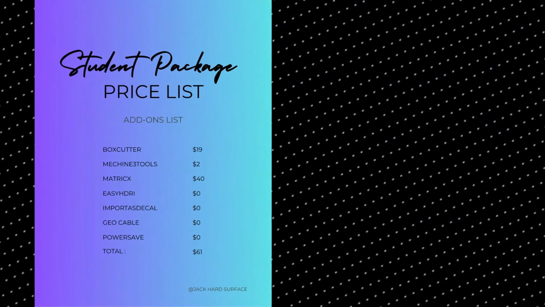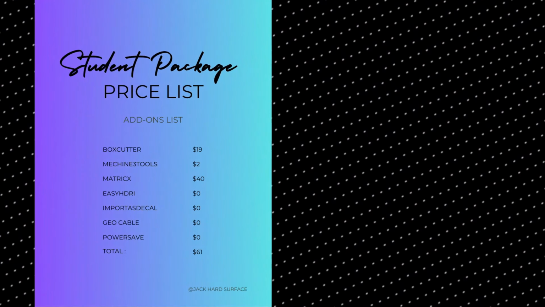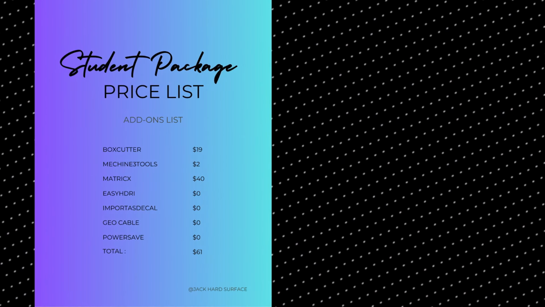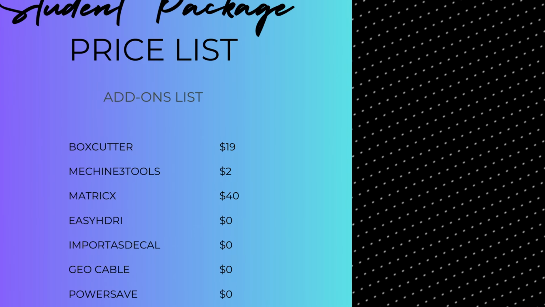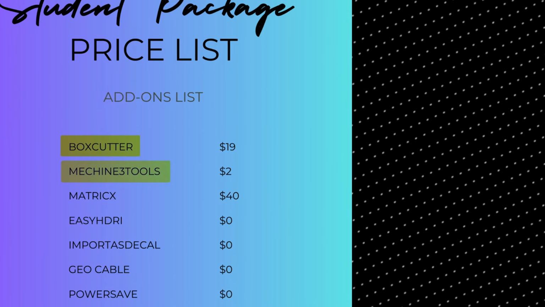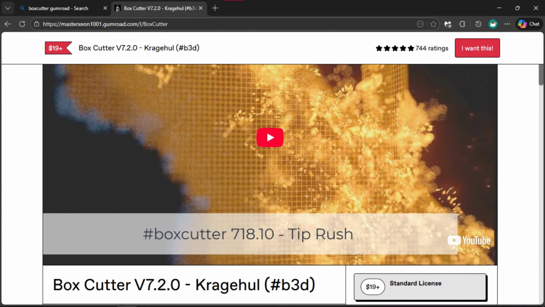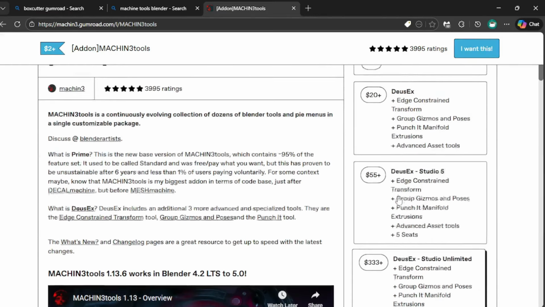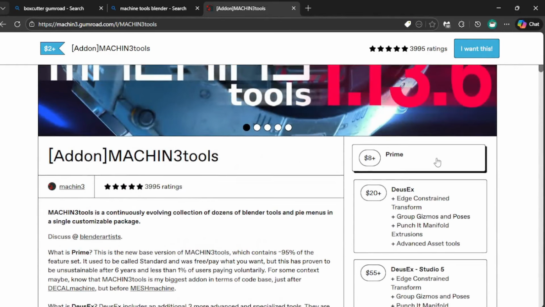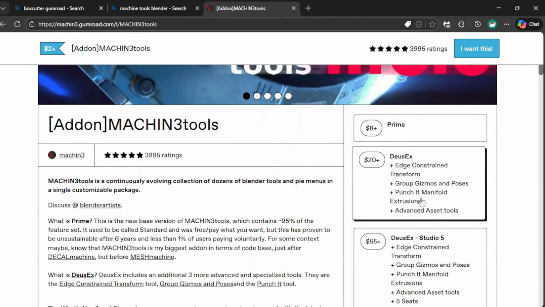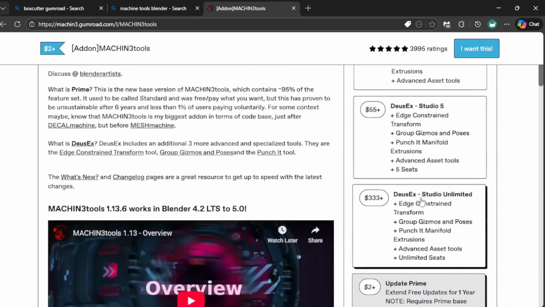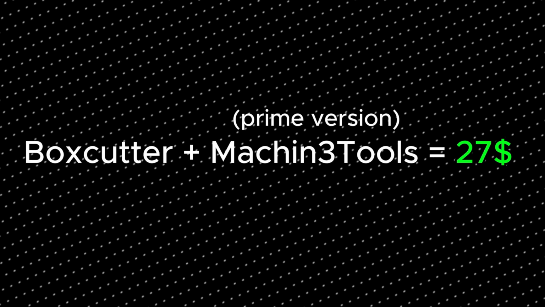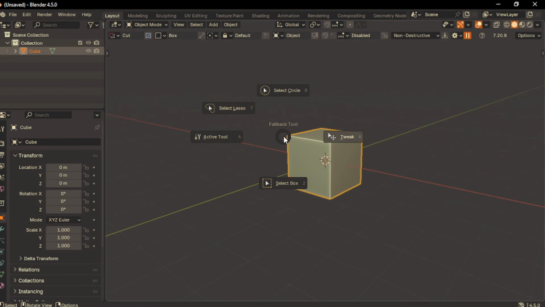Alright, the first package is for students. So I'm keeping the price really compressed, like literally anyone can afford this. All you need is just 2 tools, Box Cutter and Machine Tool. Price wise, Box Cutter costs $19 and Machine Tool is just $2. But that only gives you 1 year of free updates. So if you want lifetime free updates, you need to grab the Prime version, which costs $8. So in total, the amount you're going to spend for modeling is $21. That's it. That's all you need.